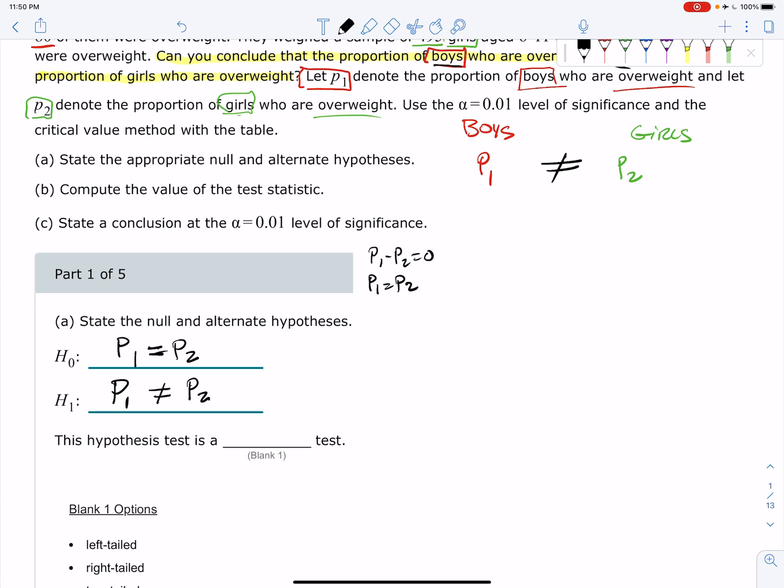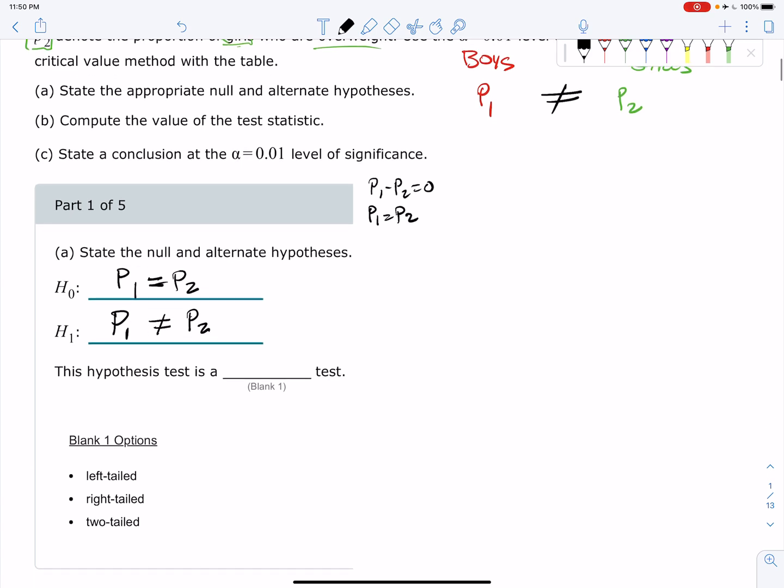Now, when you're looking at the hypothesis test, you have to figure out what kind of test to do. And it's always going to be determined by your alternate hypothesis. If it's not equal to or differs, it's going to be a two-tailed test like this one. If it is less than, it's going to be on the left side, left-tailed. If it's greater than, it's going to be on the right side, right-tailed.